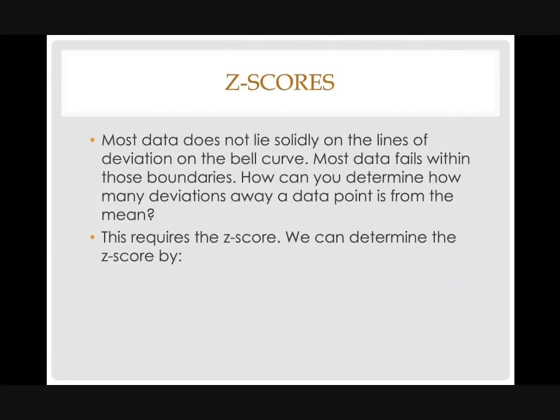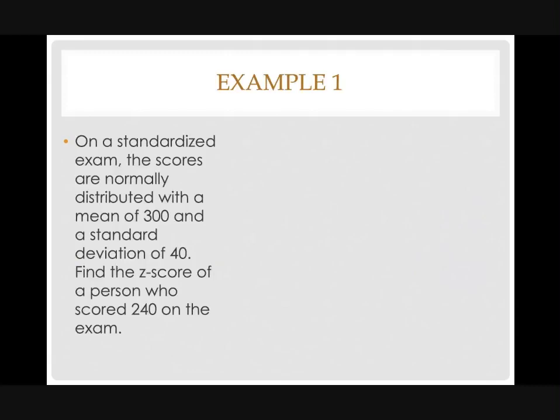And we can determine the z-score with the following formula. You take your given value of that data set, you subtract the mean, and you divide by the standard deviation. So now let's look at an example.